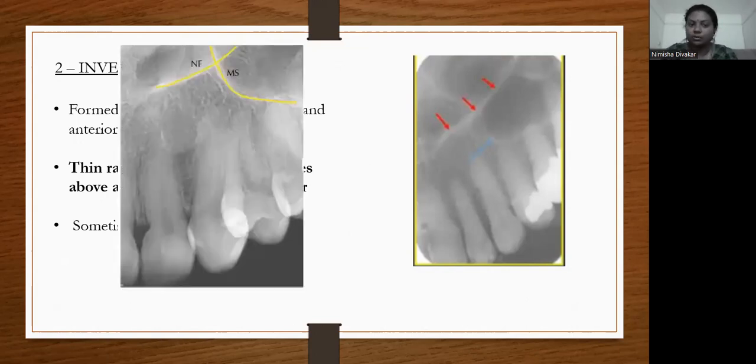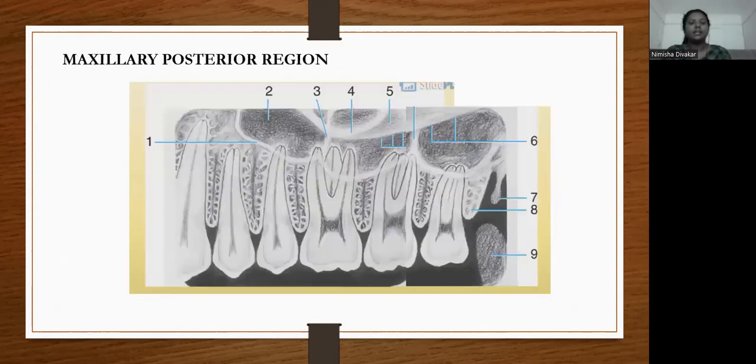So if it intercrosses, it forms an X shape, which is called the X-line. So these are the landmarks in the canine region: canine fossa and inverted Y line of Ennis. Next one is the maxillary posterior region. In the maxillary posterior region, there are mainly 10 landmarks.